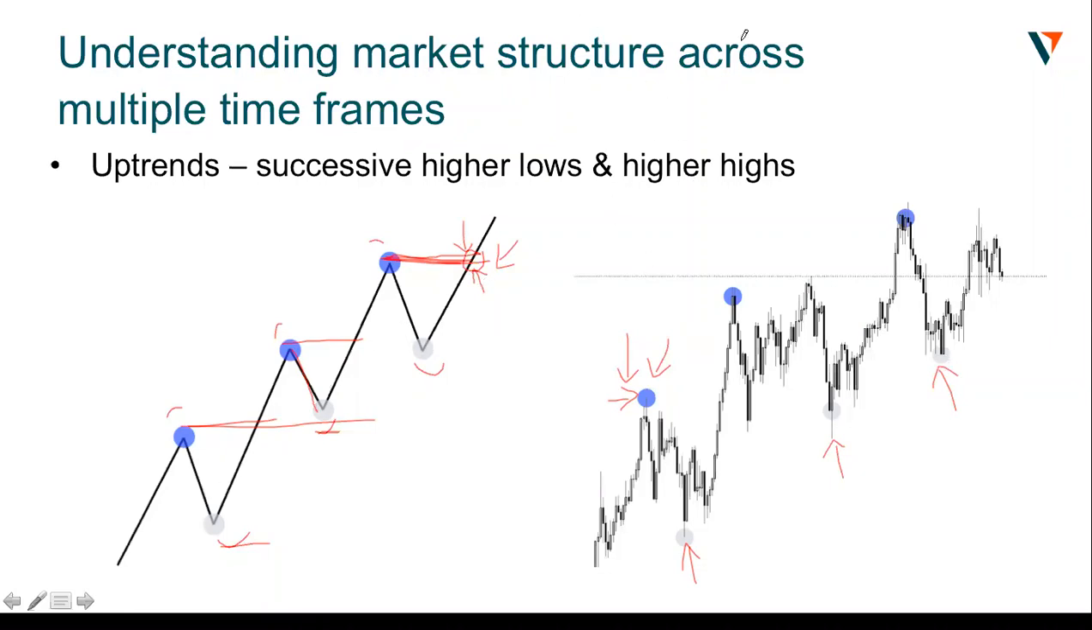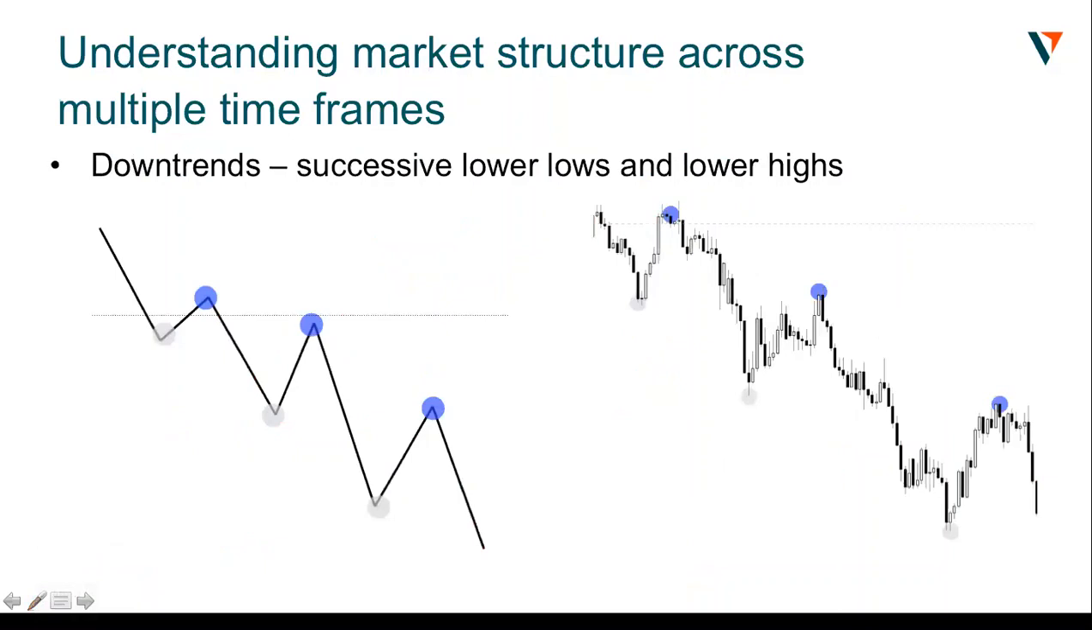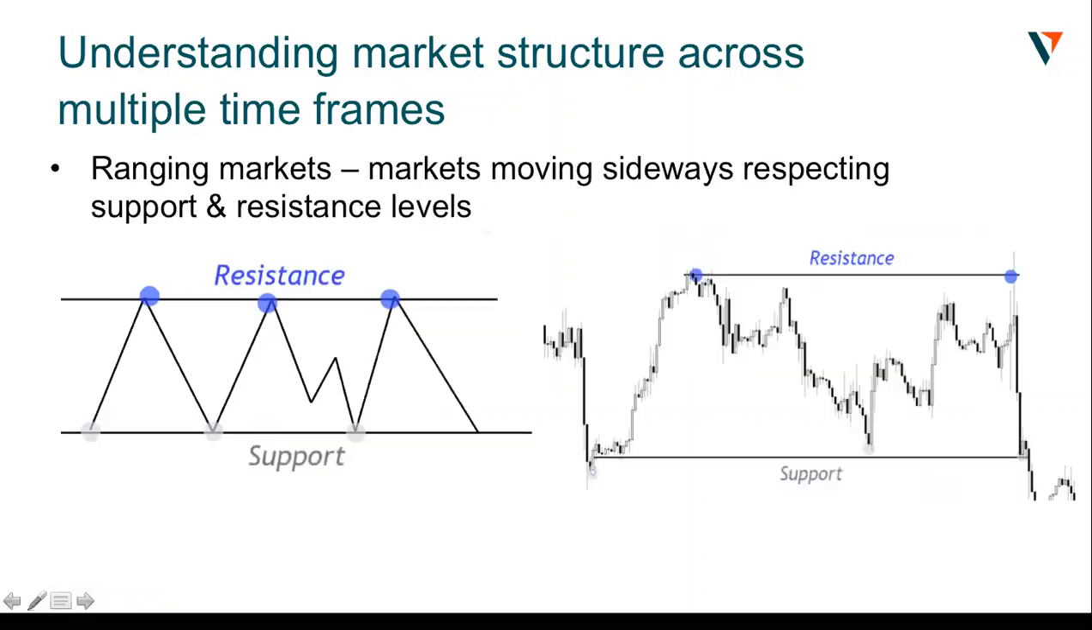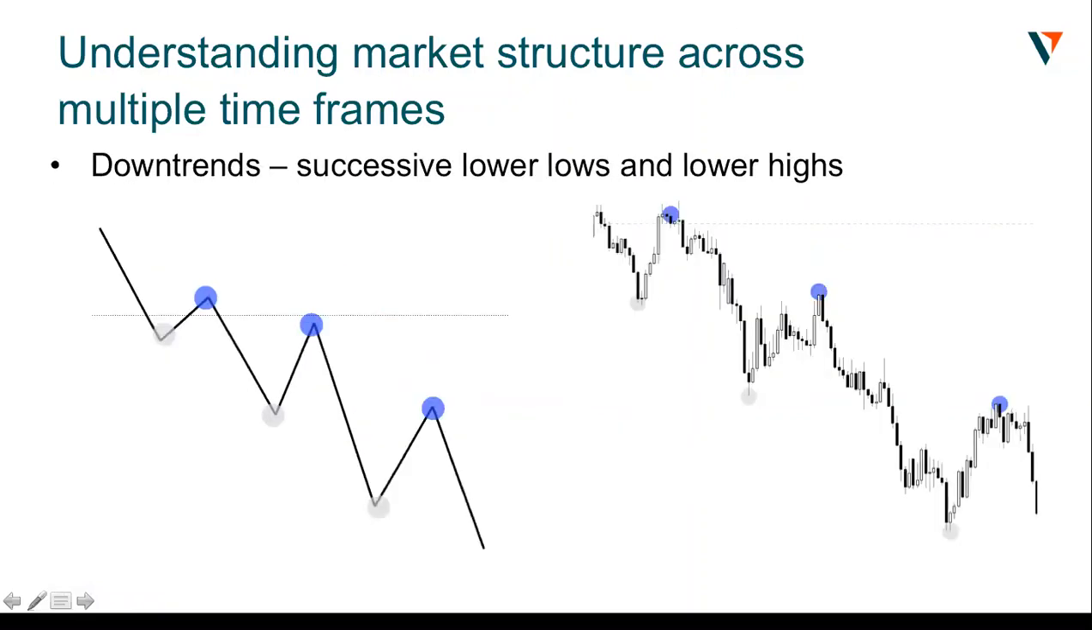Okay, so let's take a look at the next slide. The next slide that we have is a downtrend. Likewise, in a downtrend, the market will form lower lows and lower highs. So we have successive lower lows and lower highs being formed, and that's what you see in the diagram to the right.